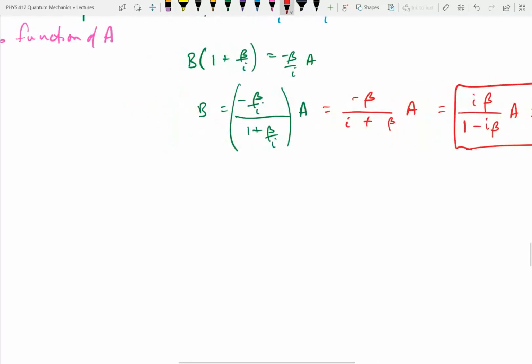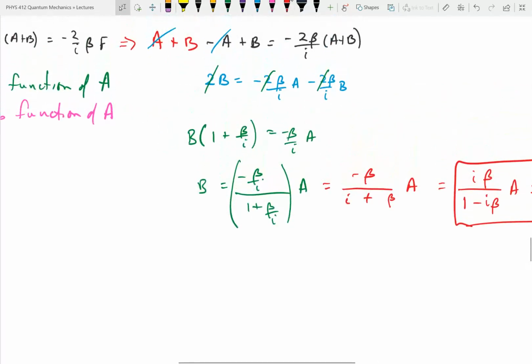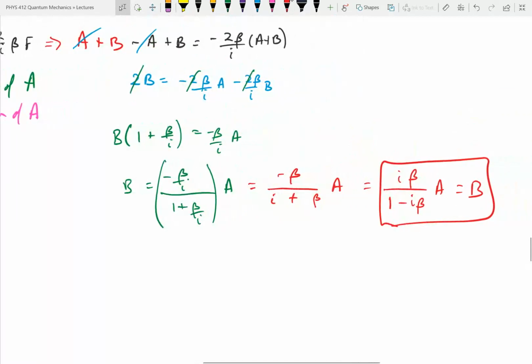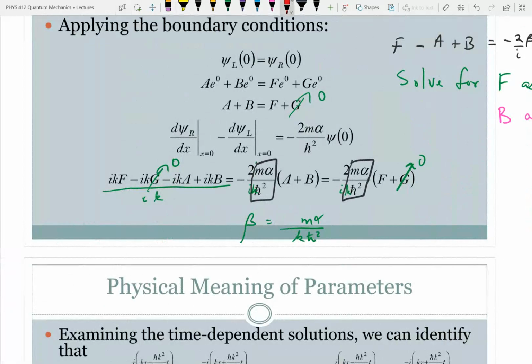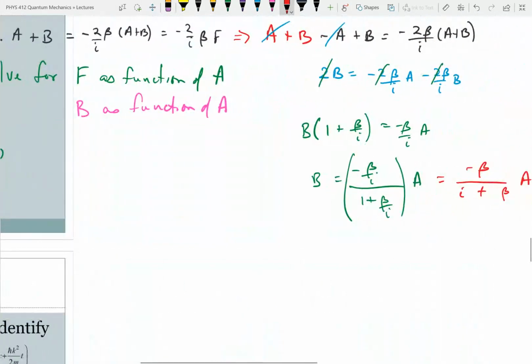Now that we have B, what's the next step? Yeah, just plug it back into this equation here again to solve for F in terms of A.